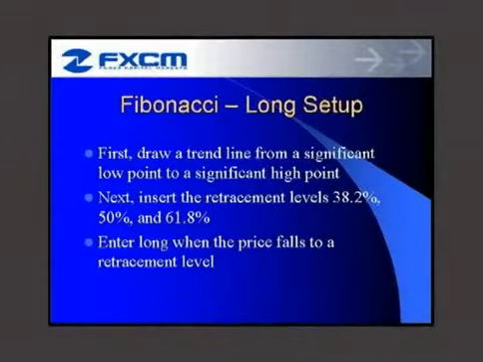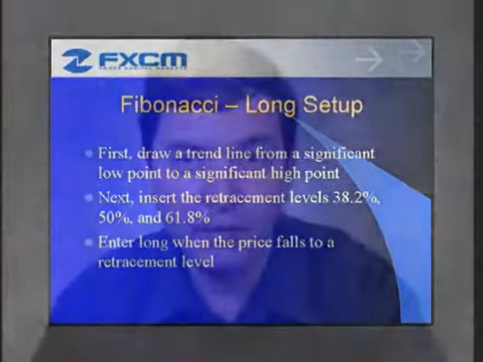First of all, for a long setup, we're going to draw a trend line from a significant low point to a significant high point. Then we're going to insert the retracement levels, 38.2%, 50%, 61.8%. That's very easily done with most charting packages. You can just click where it says Add Fibonacci in most cases, and it'll put those levels right in on that trend line that you've drawn. Then we're going to enter long when the price reaches a retracement level. Okay, so we've entered long.